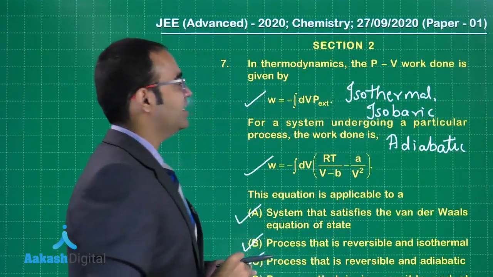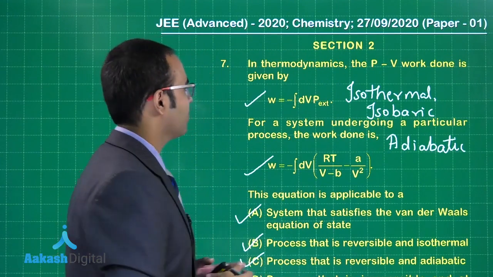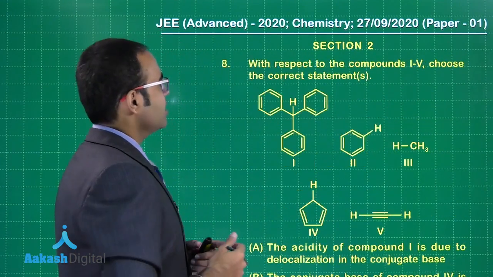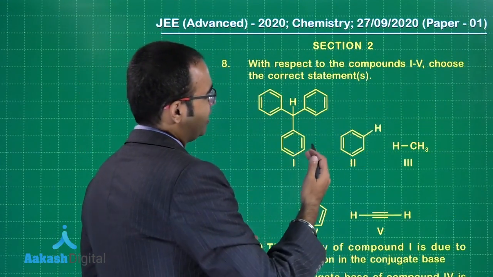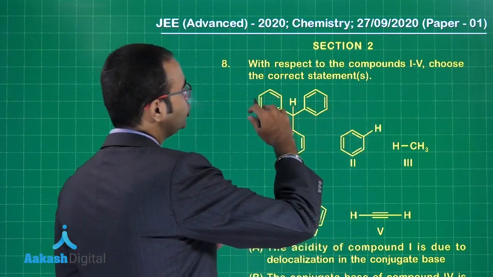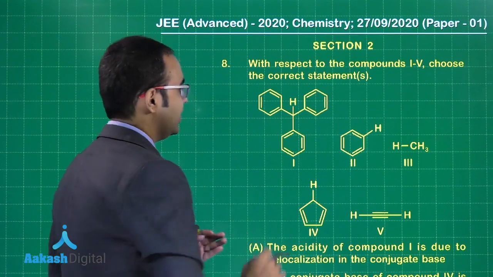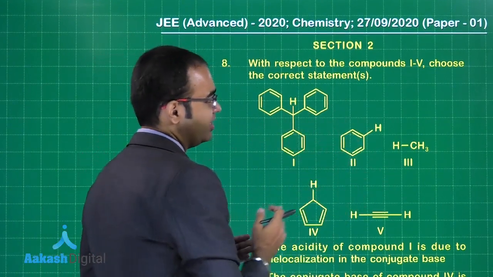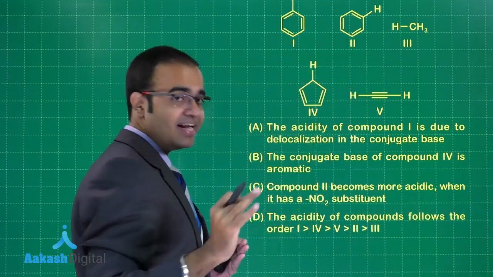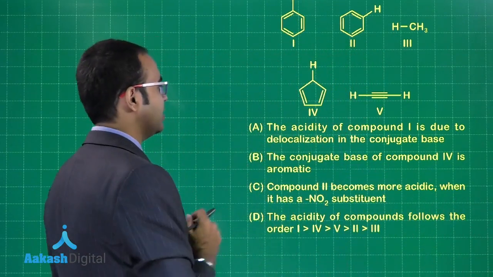So let us move on to question number 8. Okay, with respect to the compounds 1 to 5, choose the correct statements. So we are given 5 compounds. Okay, these are your 5 compounds and we'll have to look at the statements and choose the correct statement, guys. We have to choose the correct one.